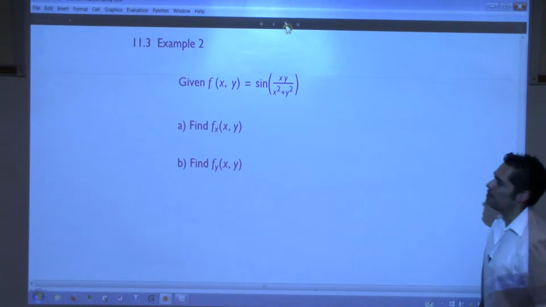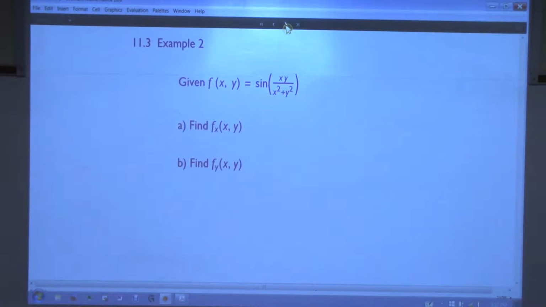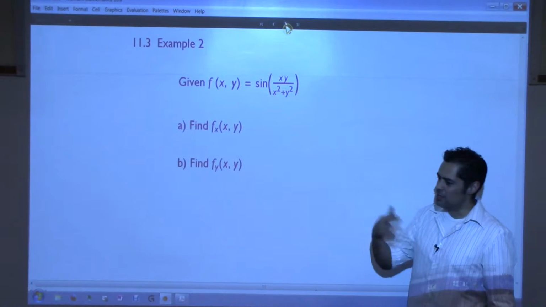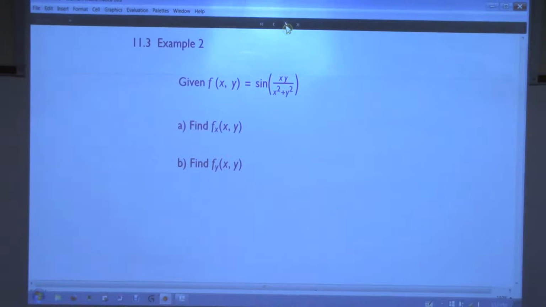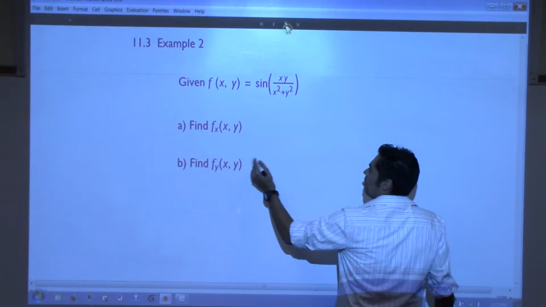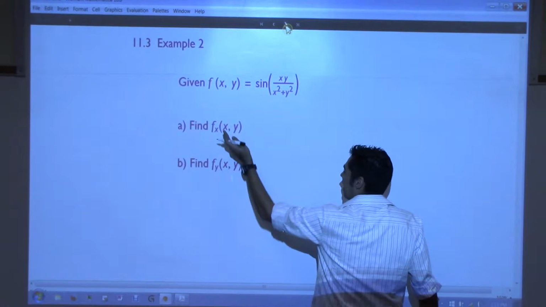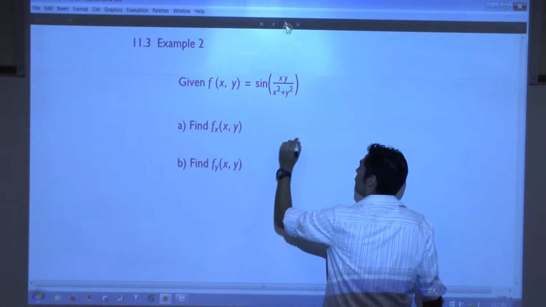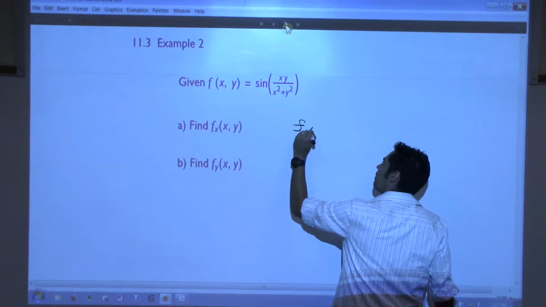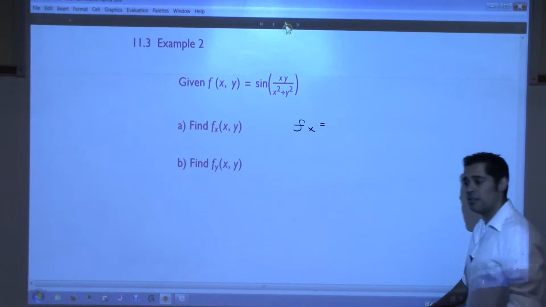Okay, so let's look at this one. This is a good problem because that last one was a polynomial. Polynomial functions are easy to take derivatives of because it's just power rule. This one's going to be a little more involved. So let's start here. We want the partial with respect to x, partial with respect to y. Those are two different problems. Let me start with the partial with respect to x. Treating y like a constant, right?